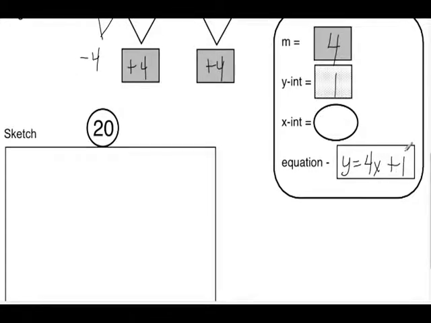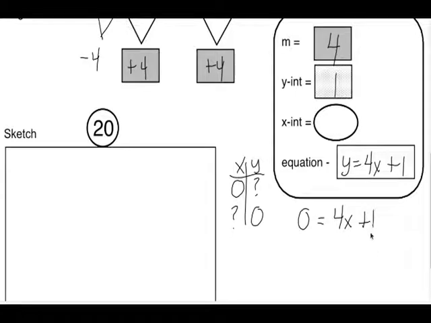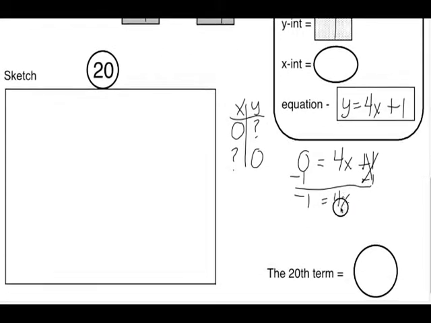Now I can find the x-intercept by substituting 0 for y. Remember our little visual for intercepts? Make your function table. When x is 0, that's my y-intercept. When y is 0, that's my x-intercept. So 0 equals 4x plus 1. Okay, let's get the x by itself, so let's do the opposite. They cancel. Left with negative 1 equals 4x. Okay, go ahead and divide by 4. Divide by 4, they cancel. So x equals negative 1/4.